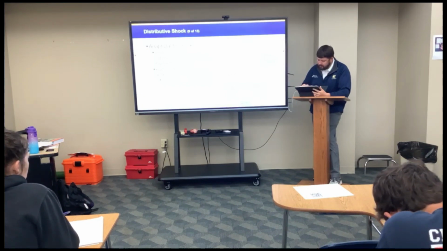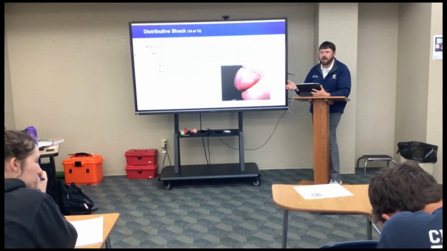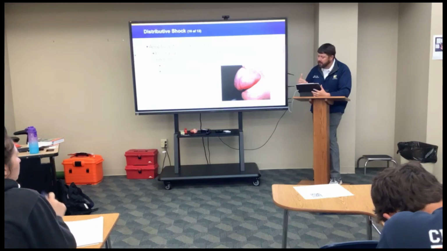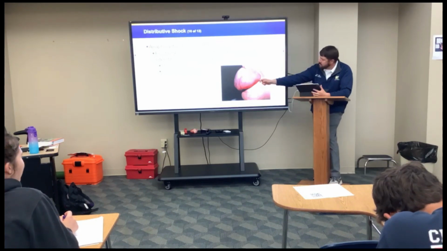Also, fluid leaks out of the vessels into the interstitial space. You ever notice that when somebody's having an allergic reaction, they start getting puffy and swollen? Because now we've got leaky vessels. So now we've got distributive shock and we've also got hypovolemic shock. Now this is a picture of somebody with angioedema.